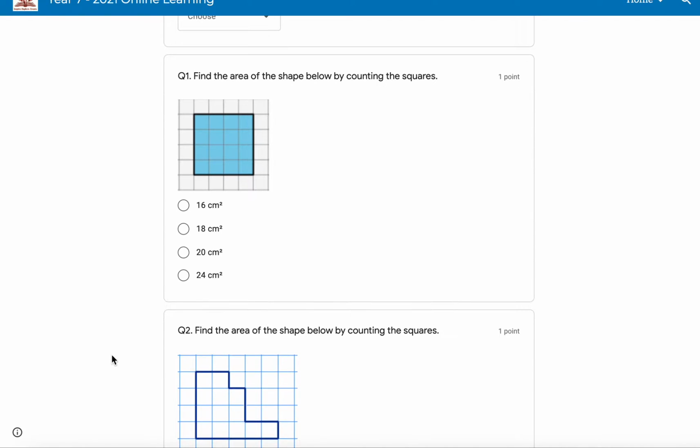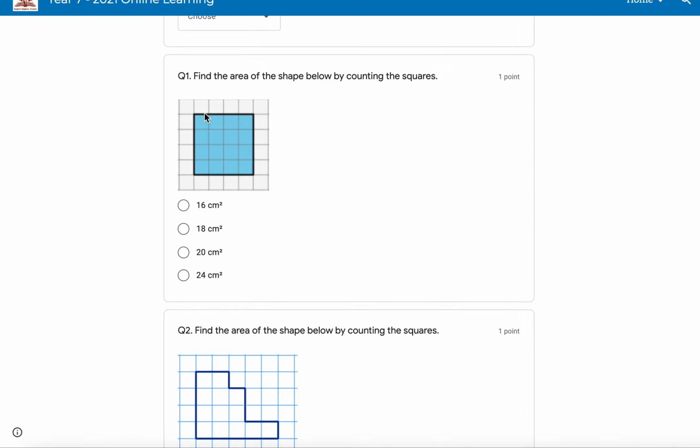All right, question 1. Find the area of the shape below by counting the squares. Okay, so that's pretty easy. We just have to count the squares that are in here. And you can see by our answers that each of these squares must be 1 square centimetre, because all of our answers are in centimetres squared. So that means that each of these grid boxes is going to be 1 centimetre by 1 centimetre.